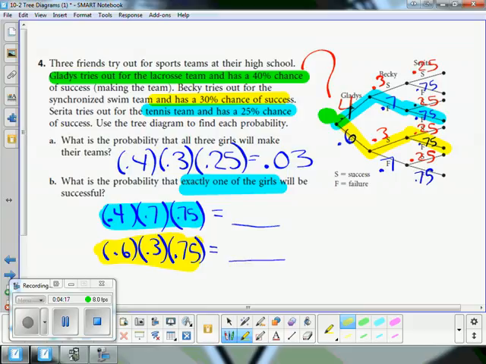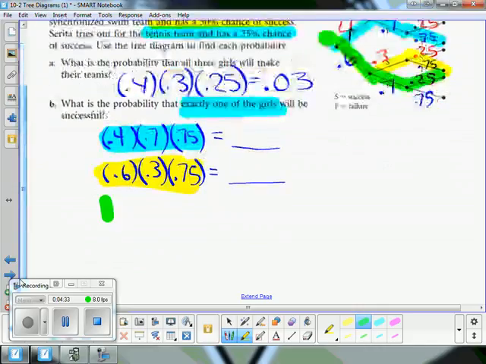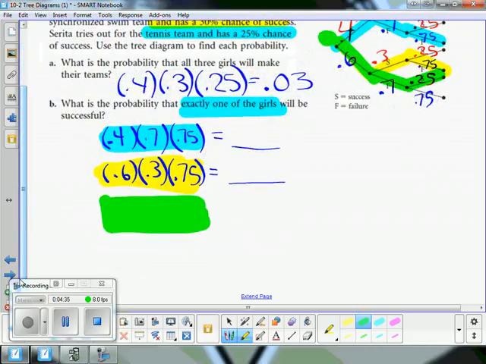There's one more path that's going to be one girl making the team, and that would be Gladys is a failure, and Becky is a failure, but Sarita made her team. So how would I find that path? What 3 numbers would we multiply? 0.6 times 0.7 times 0.25. Now, let's get that answer as well.